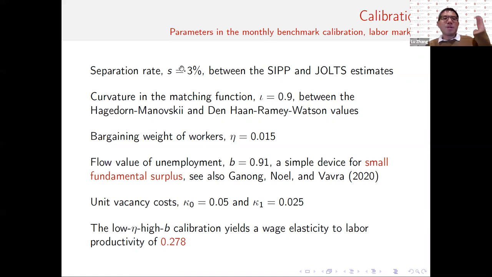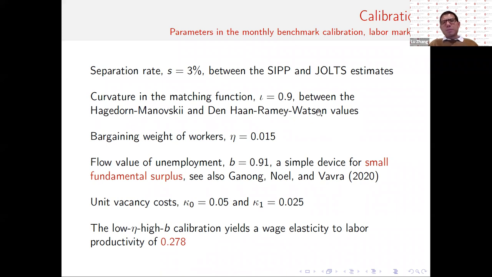So between the 2% SIPP estimate and the 3.5% JOLTS estimate, we are leaning towards the JOLTS estimate, using between 2 and 3.5, we're using 3%. Again, we report comparative statics. So for curvature in the matching function, we're using 0.9, and Wilder and co-authors were using 1.27, whereas Hagedorn and Manovskii were using 0.41, I believe. So we're kind of in the middle.